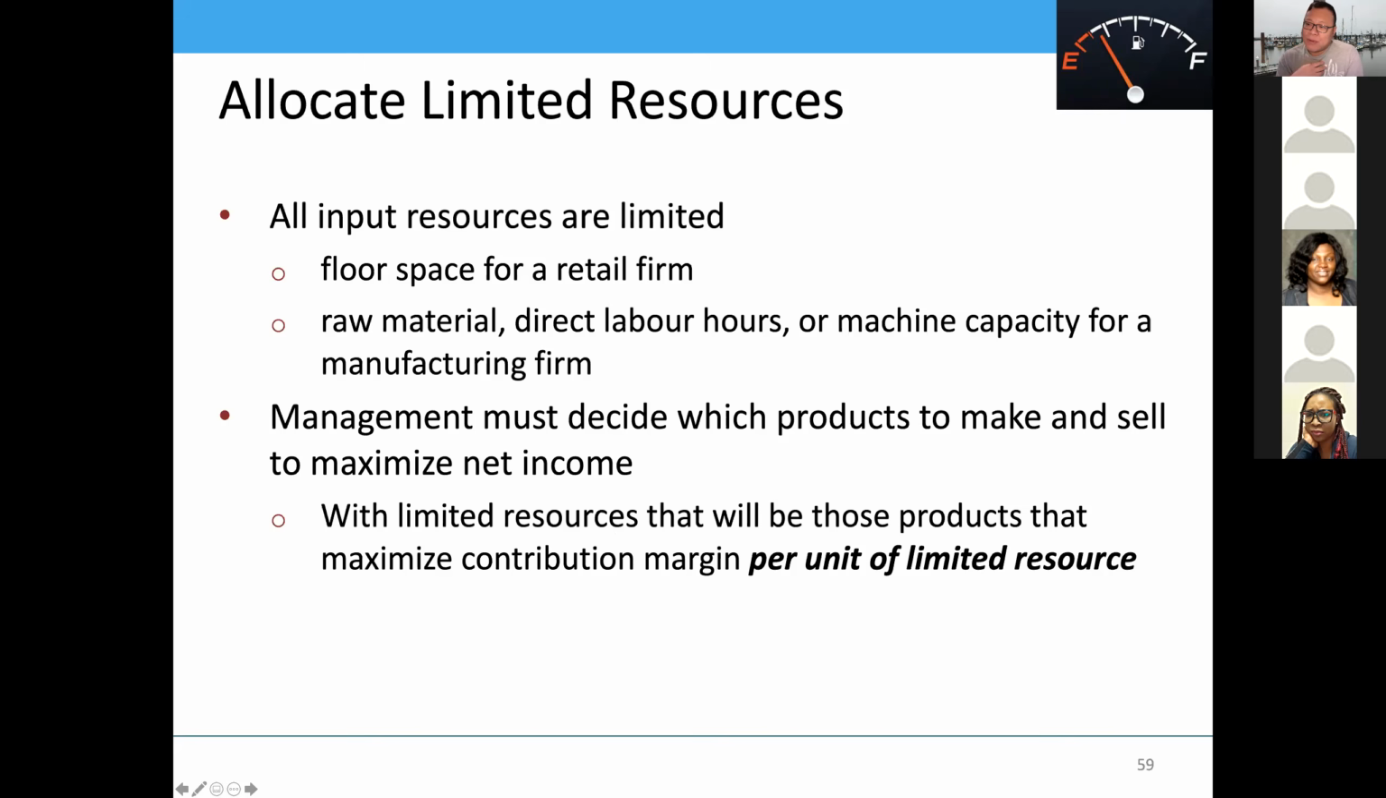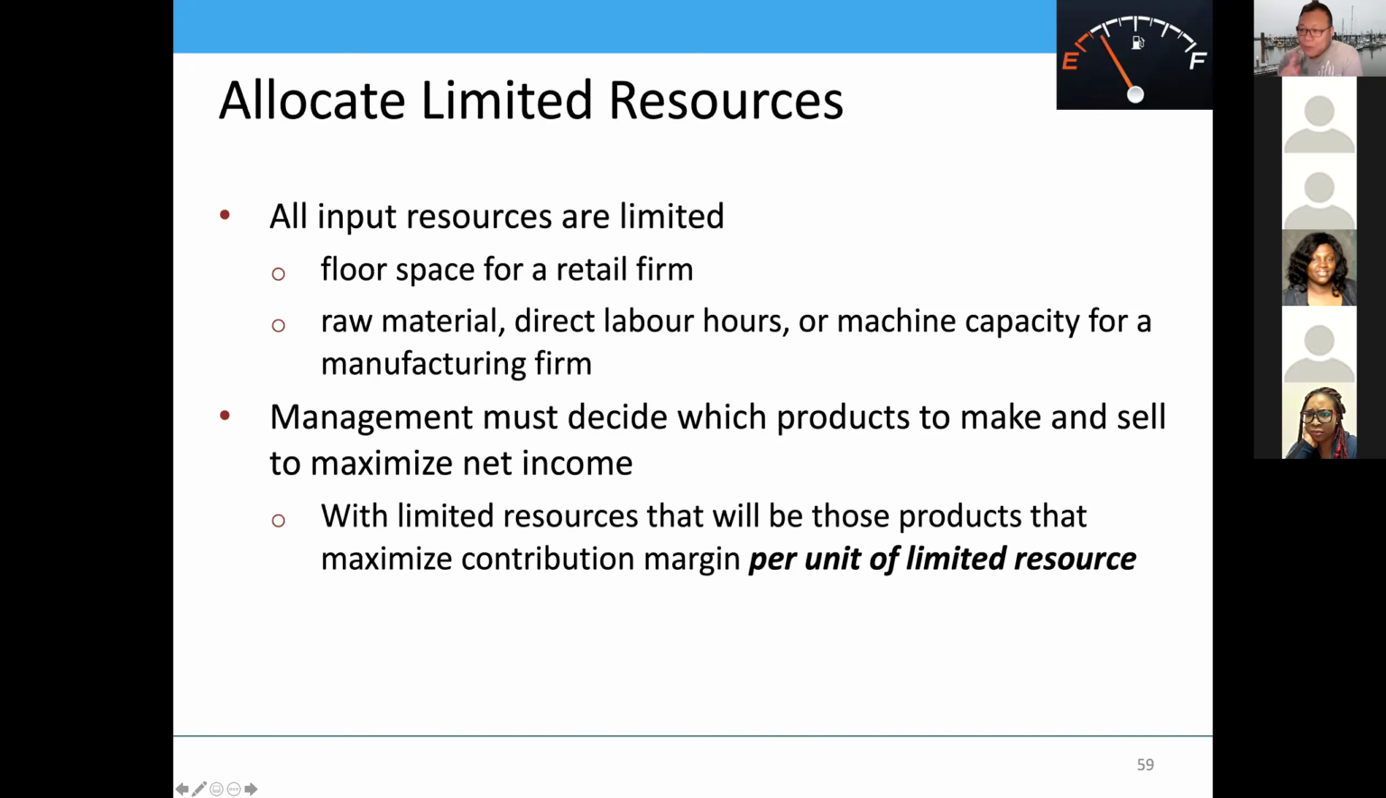Yeah, for example, right? What would be a good example? Can somebody give me a good example? You have limited resources, you identify that resource, and you figure out what's per unit. Okay, I got one example.